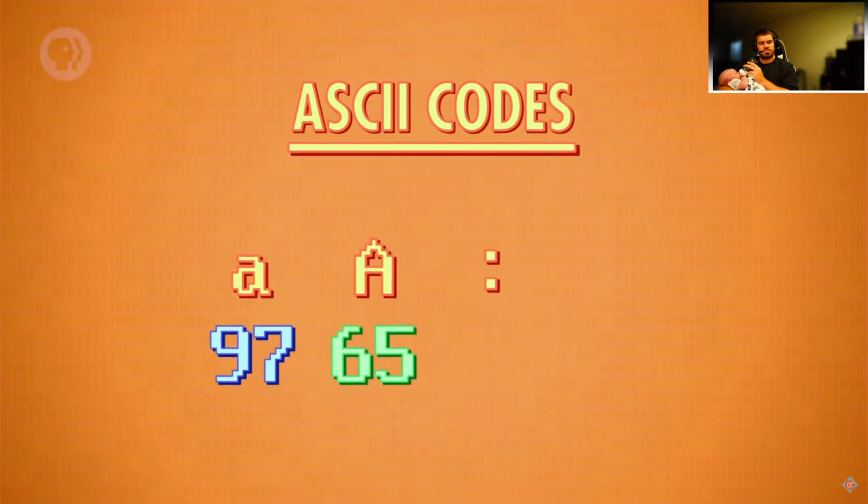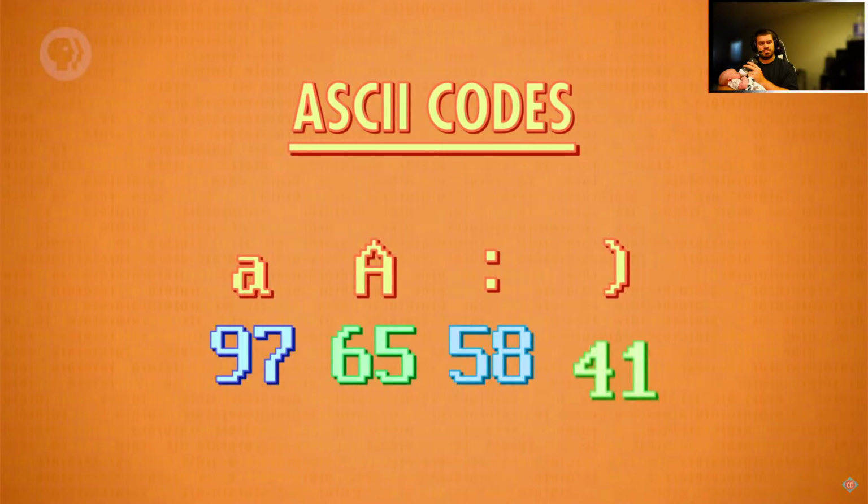With this expanded range, it could encode capital letters, lowercase letters, digits 0 through 9, and symbols like the @ sign and punctuation marks. For example, a lowercase a is represented by the number 97, while a capital A is 65, a colon is 58, and a closed parenthesis is 41.